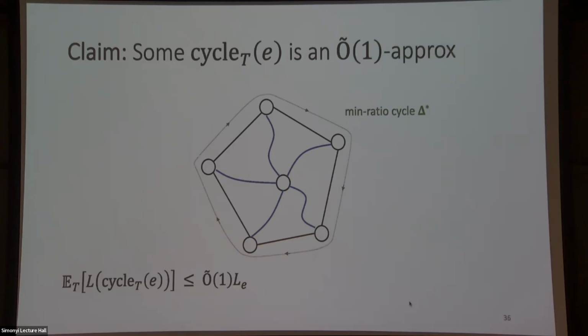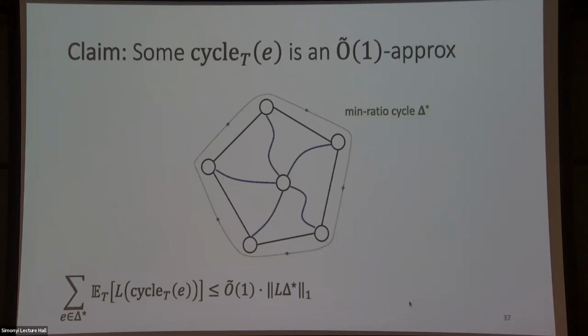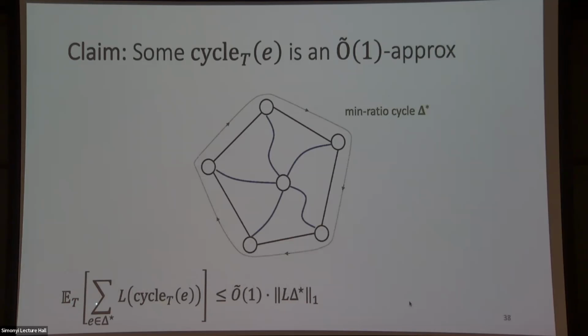So let's try to prove that you get a nice approximation. Let's pretend this is the hidden min ratio cycle in green, sending 1 unit of flow along its edges. I can now apply the guarantee of the low stretch distribution and sum over each of the min ratio cycle edges. The guarantee was that the expected length of the fundamental cycle is not much larger. Summing over the edges in the min ratio cycle, with linearity, in expectation the lengths of the fundamental cycles of all the edges in the min ratio cycle is not much larger than the length of the min ratio cycle.